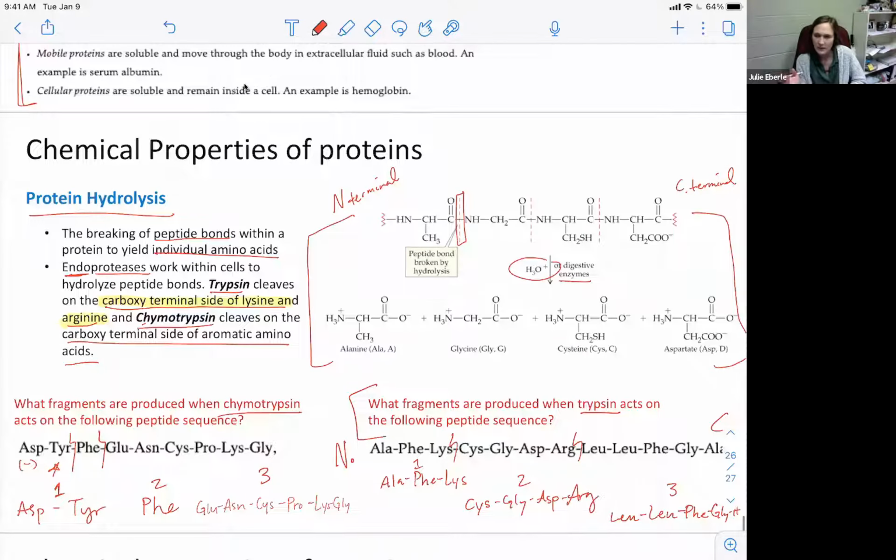Questions on how trypsin and chymotrypsin work. What they do. They cleave peptide bonds after specific amino acids, specific kinds of amino acids. Did you do problems like this on the exam? If I gave you a peptide and said, where's chymotrypsin going to cleave it, or trypsin? Okay.